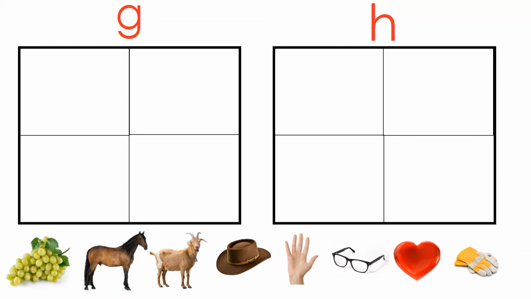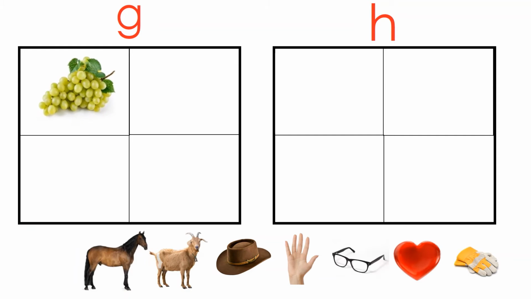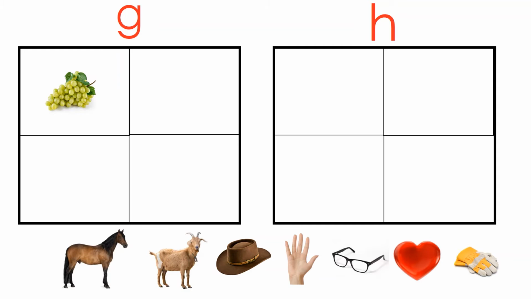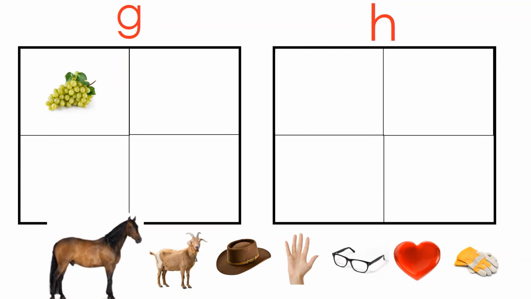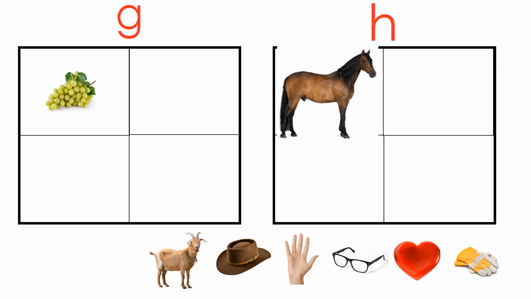When we say grapes, what first sound do we make? G. Grapes goes under G. You are going to put the picture of grapes under G. When we say horse, what first sound do we make? Horse goes under H. Put your picture of horse under H.